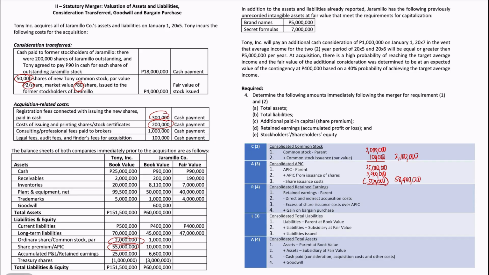Next is consolidated retained earnings. Retained earnings of the parent is 25 million.